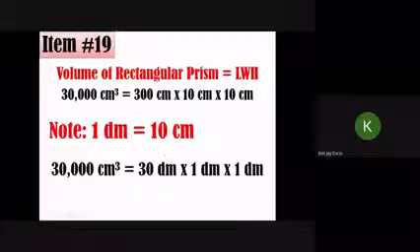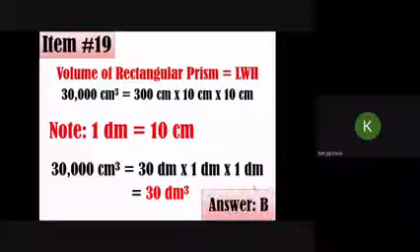10 cm is just 1 dm, and this is also 1 dm. And so by multiplying, we could see that 30 times 1 times 1 will give you 30. And the unit here is decimeters cubed. Therefore, it's actually letter B, 30. I hope you got it correctly.